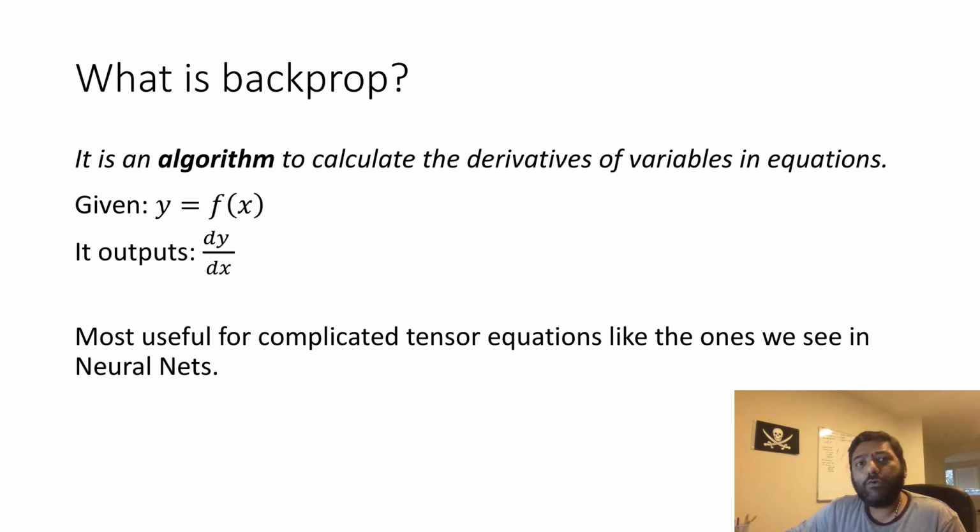And most of us have learned techniques like the chain rule or the product rule to compute derivatives by hand. But these become really tedious when we apply them to multidimensional tensors and very complicated equations. And those are the kind of equations we see in neural nets. But this is where backpropagation really shines. It takes the tedium out of it and makes it tractable to compute the derivatives of such equations.